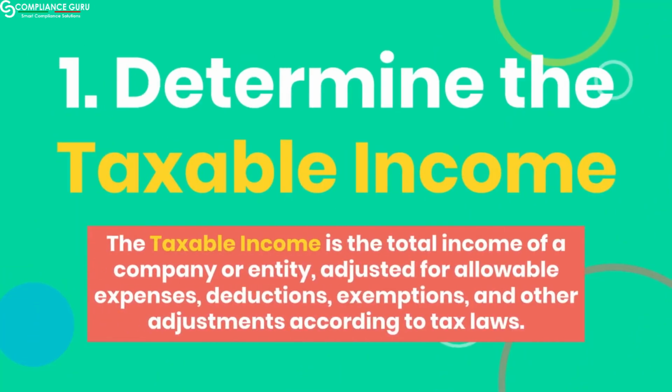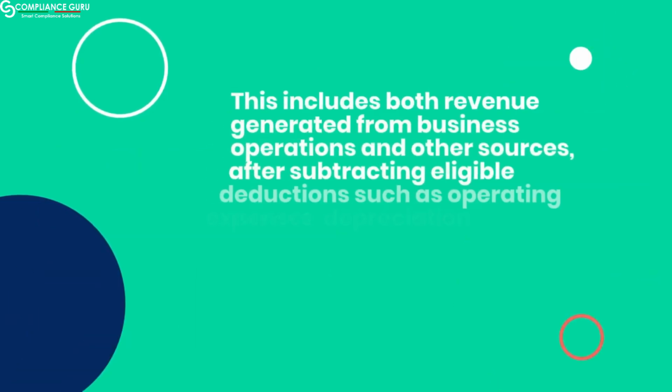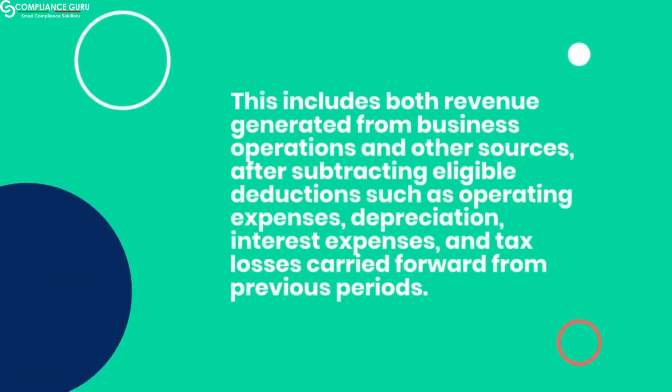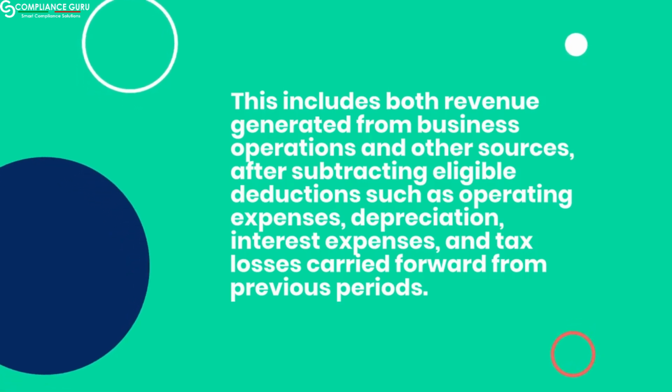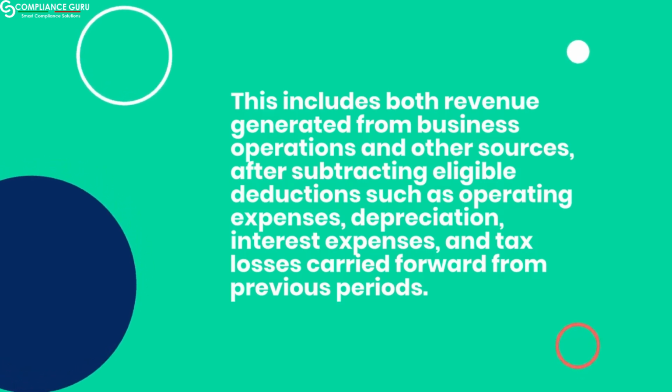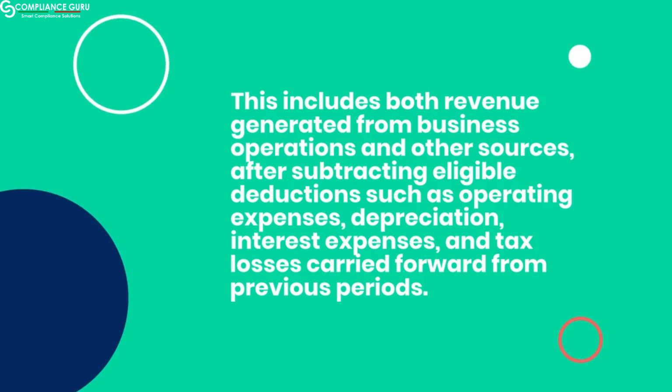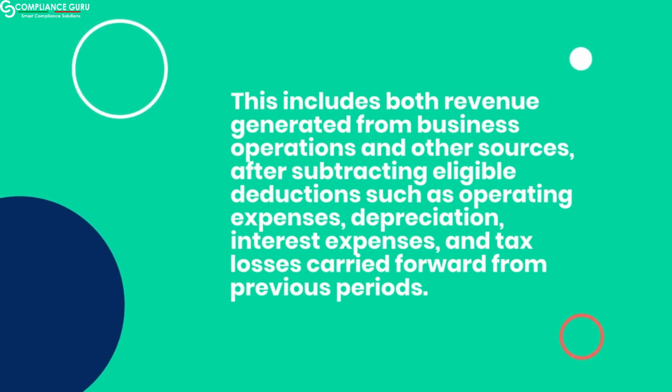1. Determine the taxable income. The taxable income is the total income of a company or entity, adjusted for allowable expenses, deductions, exemptions, and other adjustments according to tax laws. This includes both revenue generated from business operations and other sources, after subtracting eligible deductions such as operating expenses, depreciation, interest expenses, and tax losses carried forward from previous periods.